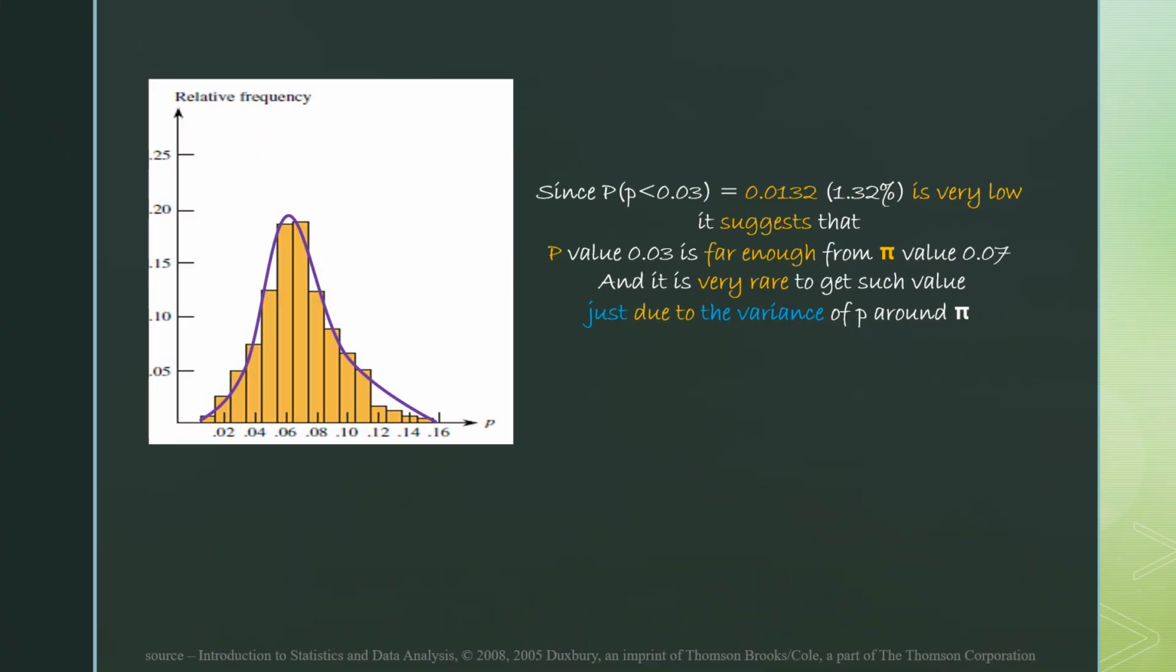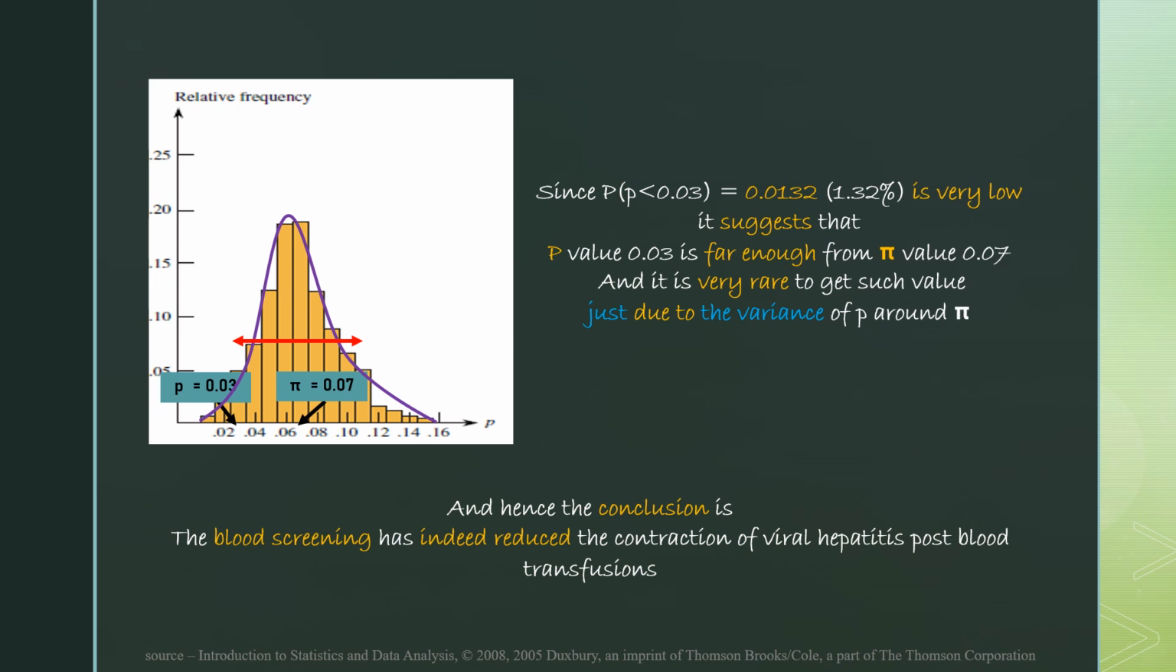Since the probability of getting a p-value which is as low as 0.03 equals 0.0132, in other words 1.32%, is very low, it suggests that p-value 0.03 is far enough from pi value 0.07, and it is very rare to get such value just due to the variance of p around pi. And hence the conclusion is the blood screening has indeed reduced the contraction of viral hepatitis post blood transfusions.